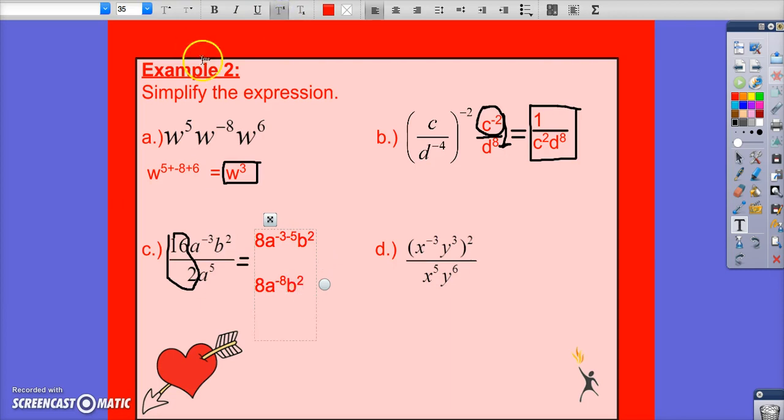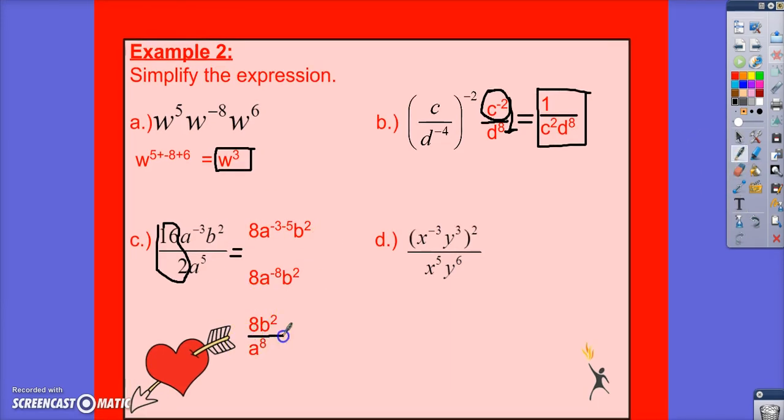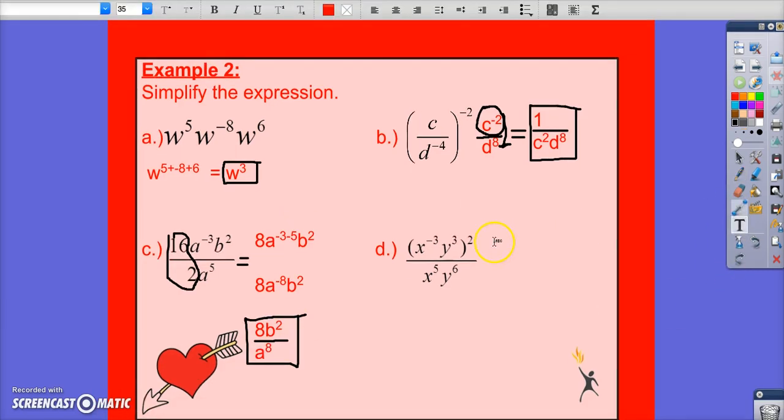And remember, we want to get rid of that negative, so we could keep it 8b squared over a to the 8th. So we flipped it down to make the a positive now. All right, so let's take a look at the next one.